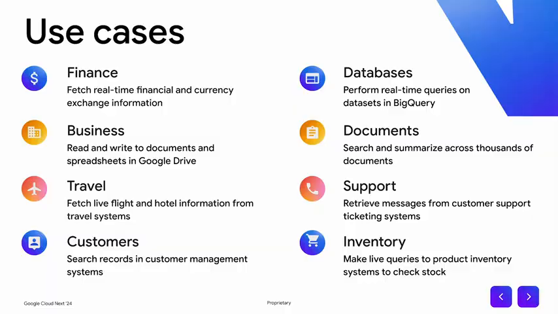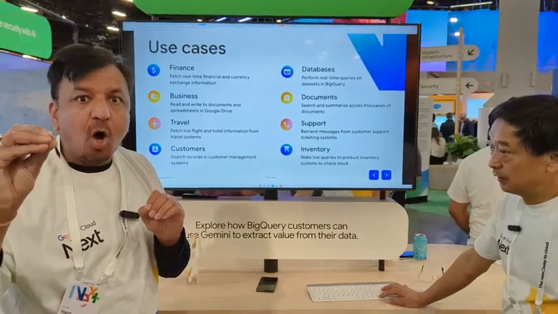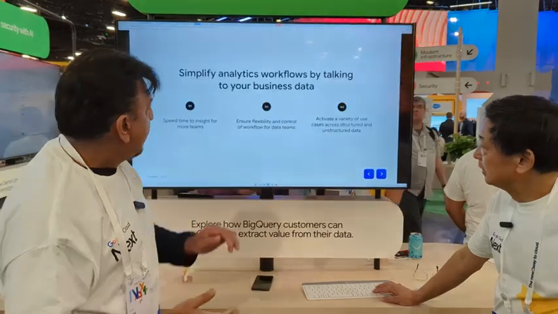There are multiple use cases that Gemini can work with. We demonstrated one use case, but if you have finance systems, databases, documents, right, unstructured data, or support systems like a chatbot that you want to build, it can allow you to interact with all kinds of systems as long as it has open API calls that Gemini can make to it.